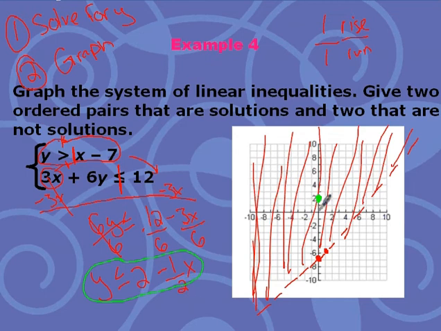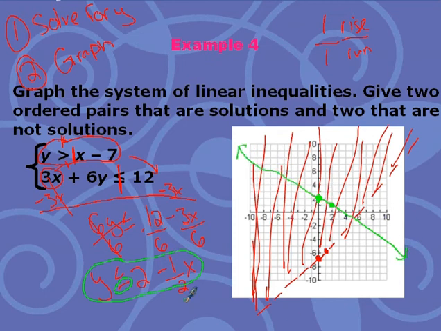Okay, the slope is the number in front of x. So we drop down 1, and we go to the right 2, and we put another dot. We're going to connect these with a solid line because of the or equal to line underneath our inequality. So we connect those with a solid line.